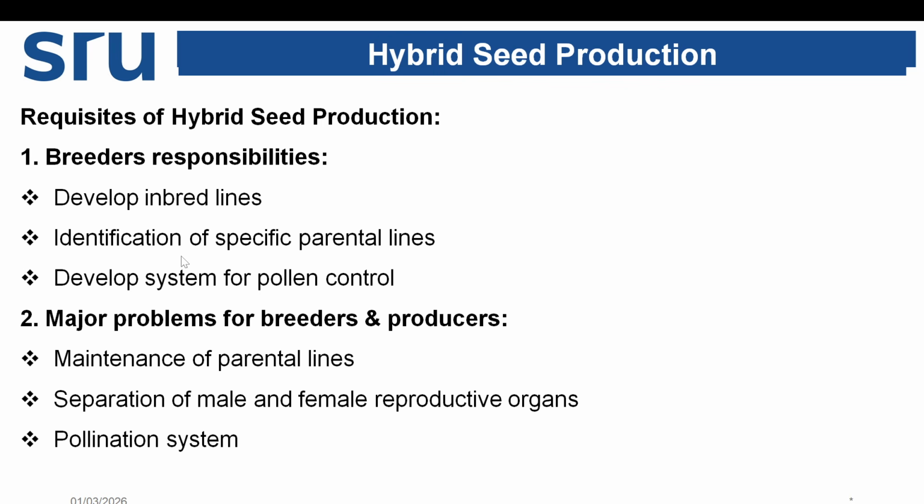Right. So the second point in the requisites is the major problems for breeders and producers. What are the major problems? The foremost and most important problem is maintenance of purity of parental lines. Then next, emasculation, that is separation of male and female reproductive organs. And third, the pollination system. These three are the major problems breeders and seed producers will face.